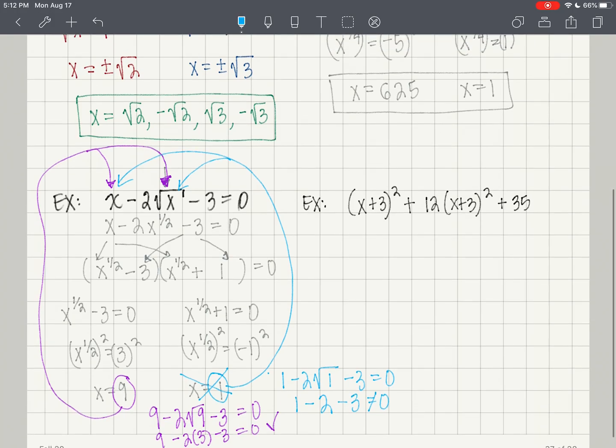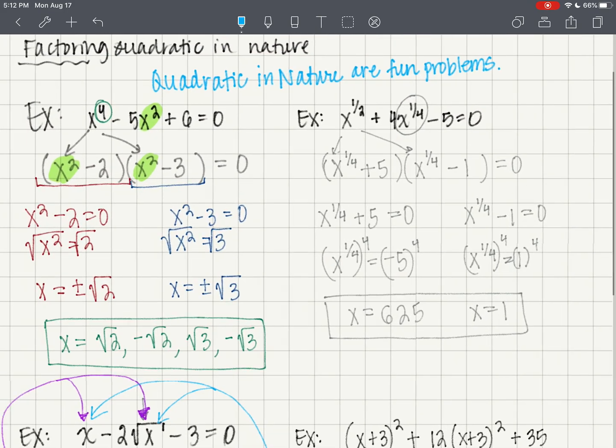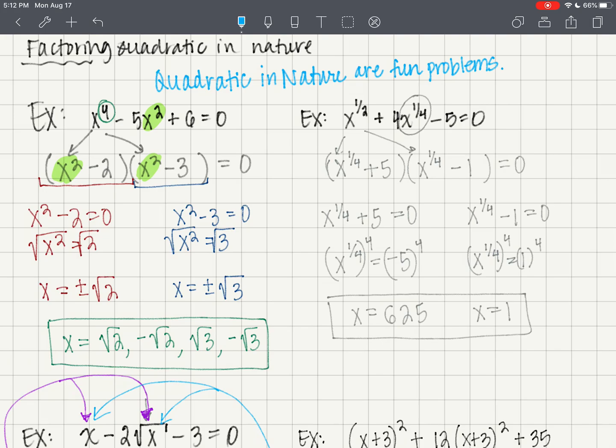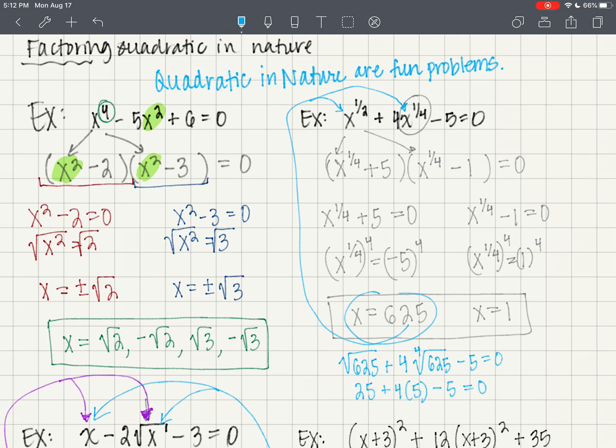Now, keeping that in mind, on the previous video, we might have wanted to check our answer from above. Now, when we check our answer from above, I believe it works out rather nicely, but I'm going to check. I'm going to put this 625 in. Better late than never. The square root of 625 plus 4 times the 4th root of 625 minus 5 equals 0. This is 25 plus 4 times 5 minus 5 equals 0.